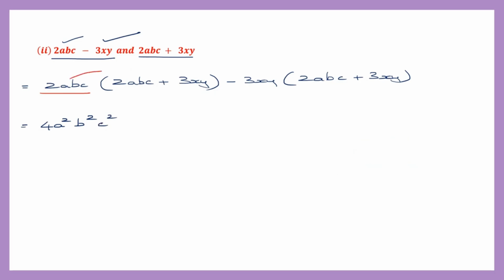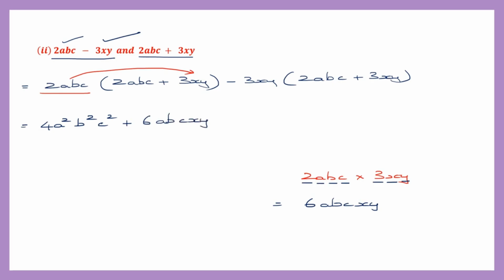Now let's multiply 2abc into 3xy. So let's multiply the numbers. 2 3's are 6. Now we have 1a, 1b, 1c. On the other side we don't have a, b and c. So we can write that a, b, c. And on the other side we have 1x and 1y. So that is x, y. So let's write that here. So this will be plus 6abcxy.